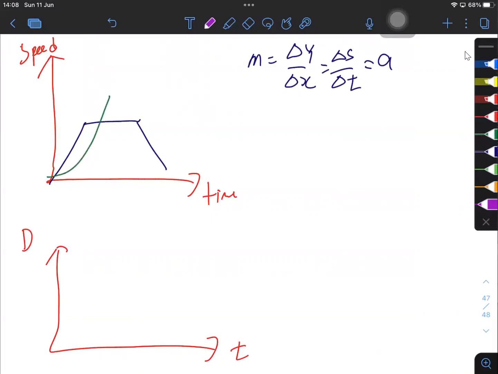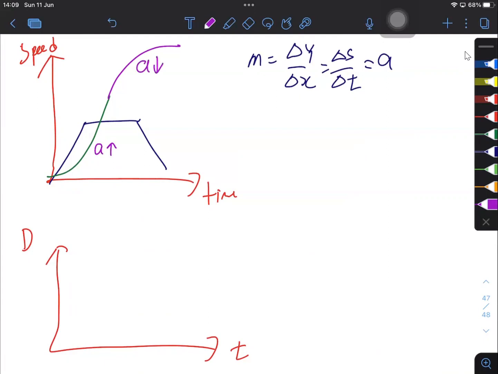So let's say I have two graphs here, the green one and the purple one. Can anyone tell me what the green graph is? Is it an increasing gradient or a decreasing gradient? It is an increasing gradient, and thus I know for a fact that the acceleration is increasing here. Then here, because it's a decreasing gradient, the acceleration is decreasing.